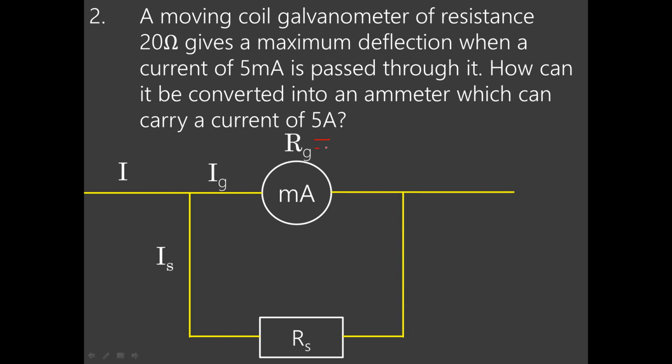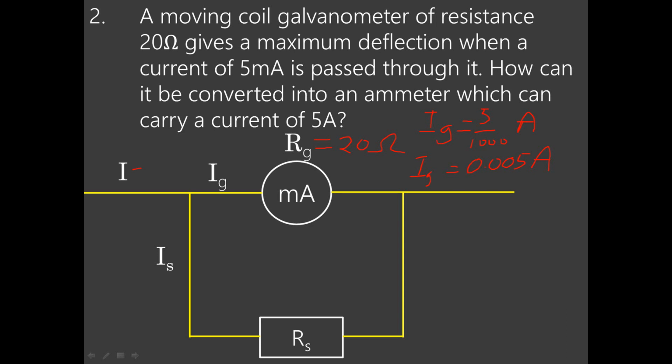We have Rg. The Rg is 20 ohms. And the maximum scale deflection is 5 milliamperes. So that means our Ig is equal to 5 milliamperes. That 5 milli means divide by 1000 amperes, which you can write as Ig is equal to 0.005 amperes. Okay. How can it be converted into an ammeter which can carry a current of 5 amperes?